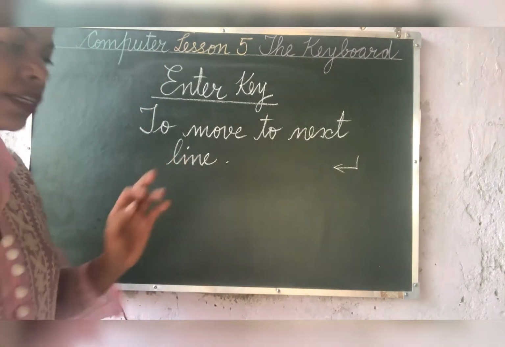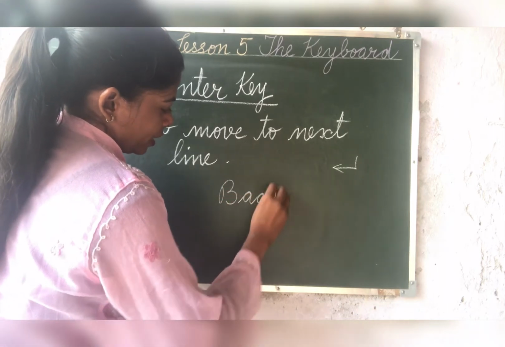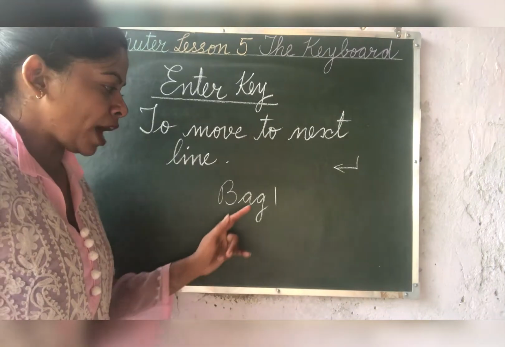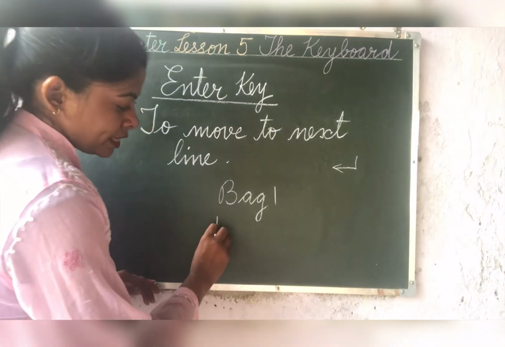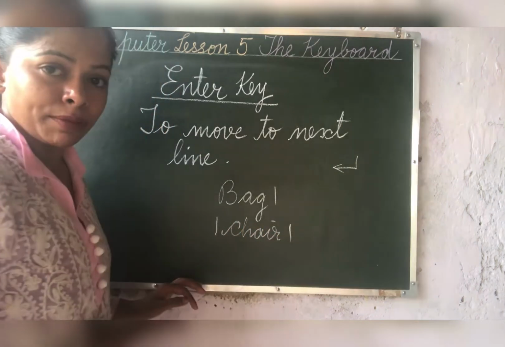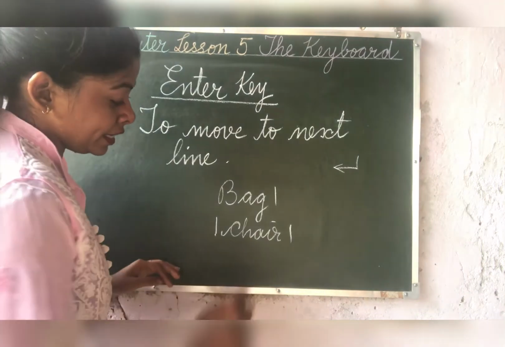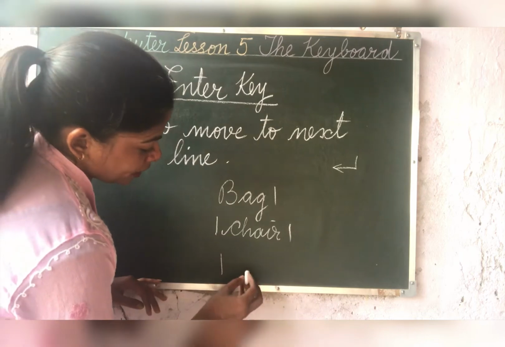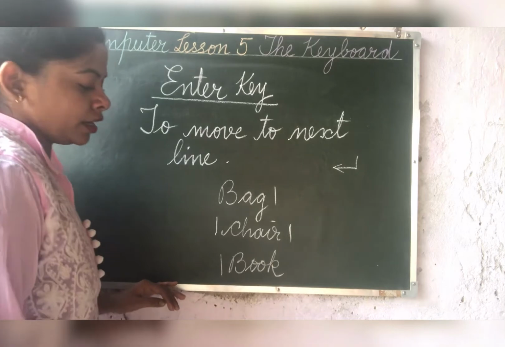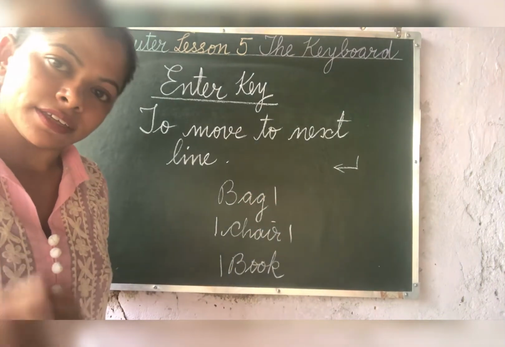Suppose children, on the first line I want to write bag. The cursor is here. Now I want to write the next word in the next line. So you have to press the enter key, so the cursor will move to the next line, and then you can write the next word. Now again you want to write another word on the third line. Again you have to press the enter key, the cursor will come here, and you write the other word. So children, to move to the next line you have to press the enter key.